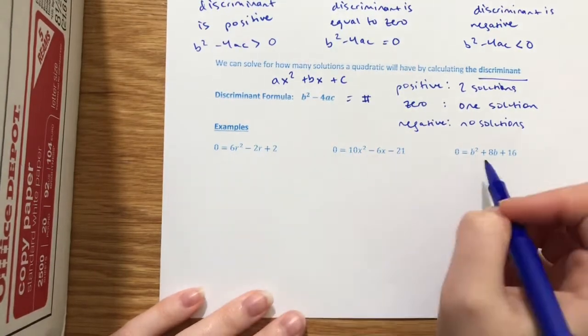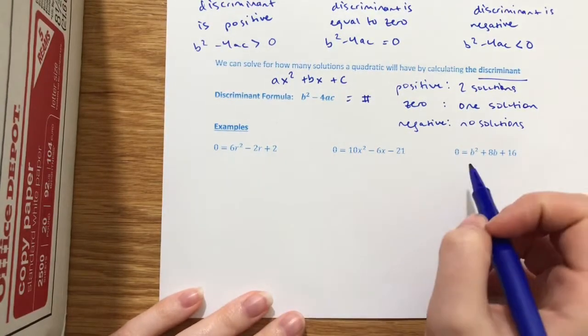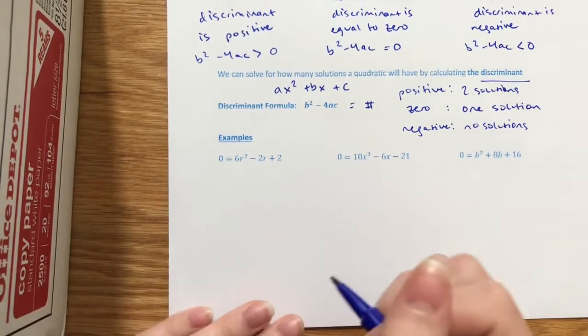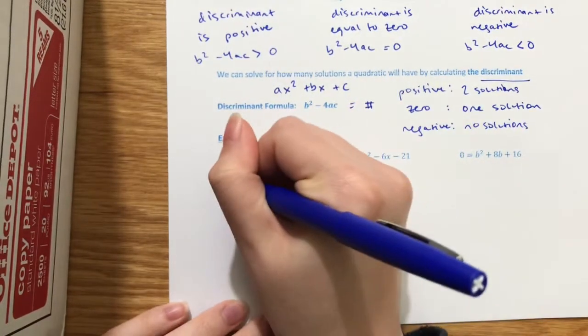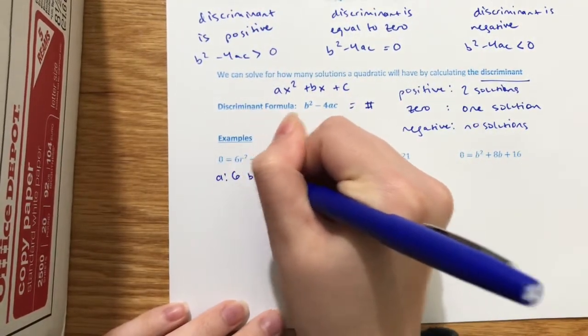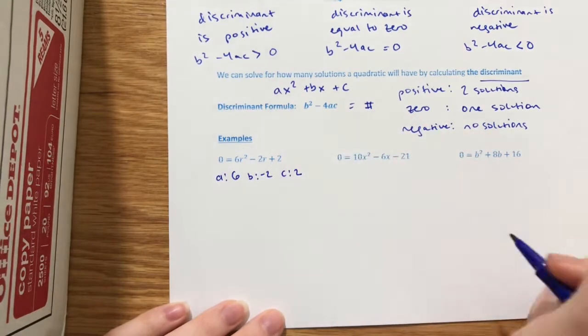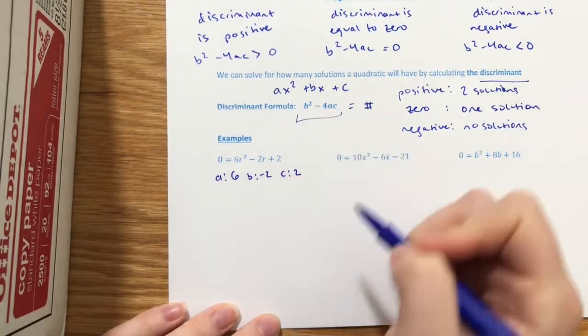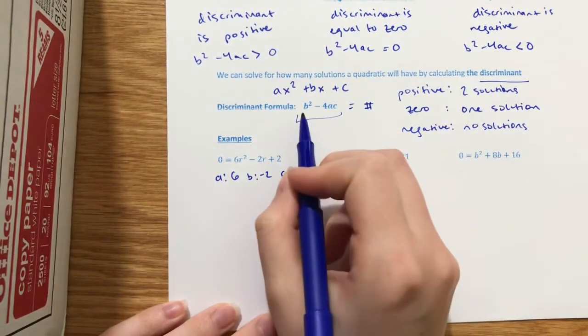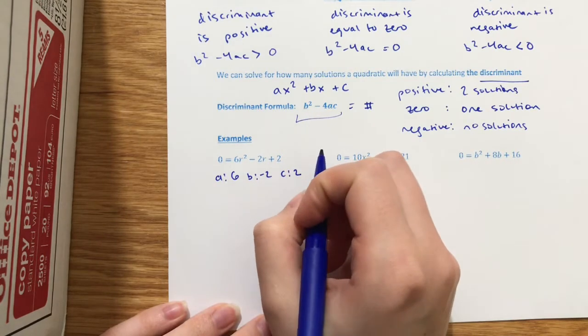So here's some quadratics. They're set equal to 0, so we're attempting to solve for their solutions. So the first step is, label A, B, and C. Your A value is 6, B is -2, and C is 2. So plugging into b squared minus 4ac. Remember, whenever you're plugging in, I always set up parentheses.